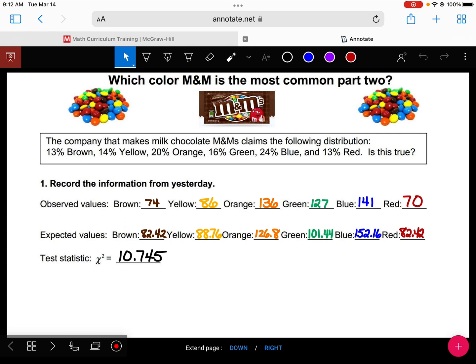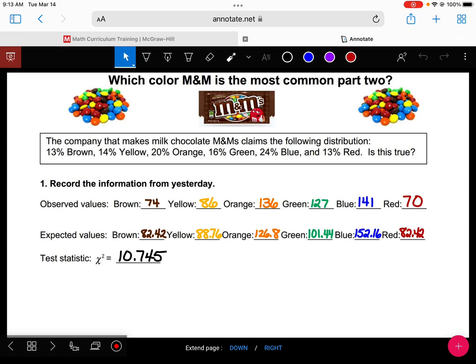Checking our conditions. Did we meet the random condition? Yeah. I bought that one bag of M&Ms. We consider that to be a random sample of all M&Ms because they just mix them all together and fill those bags randomly. Do you think we met our 10% condition? Yes. 634 is less than or equal to 1/10 of all the M&Ms.